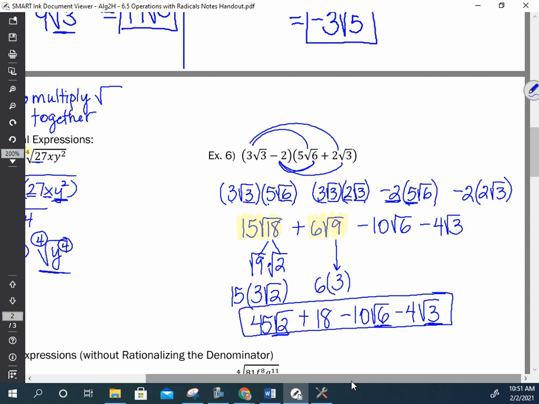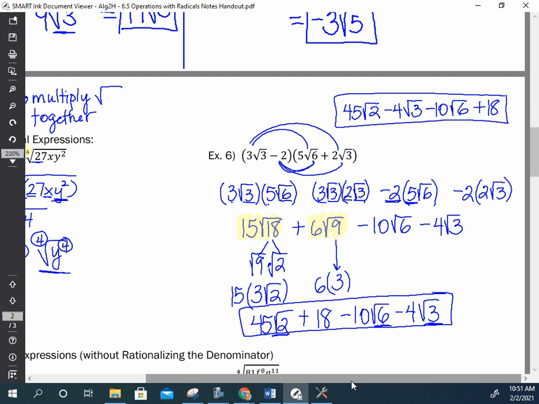So you might see it written with the 18 being in the back. You might see the problem written with the radicals in some kind of order, either least to greatest or greatest to least. But I could care less. As long as everything is simplified, that's fine with me. As long as all the radicals are simplified down, that's good enough for me. Any questions on problem 6?